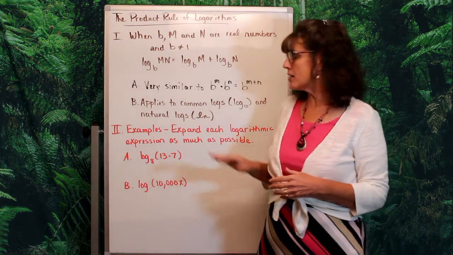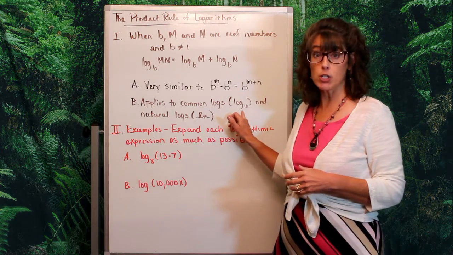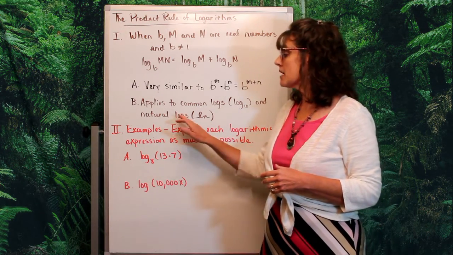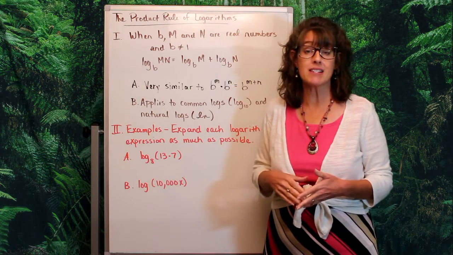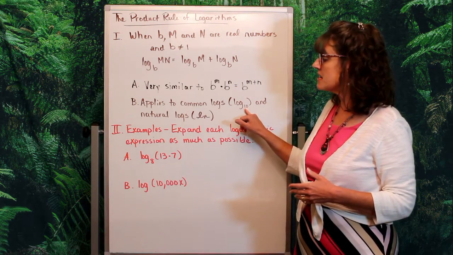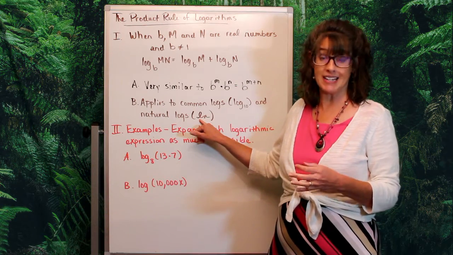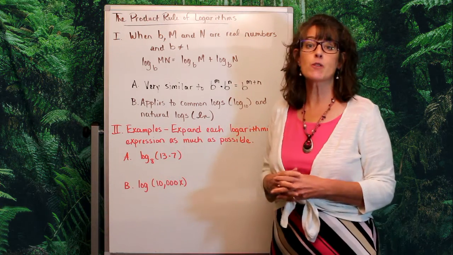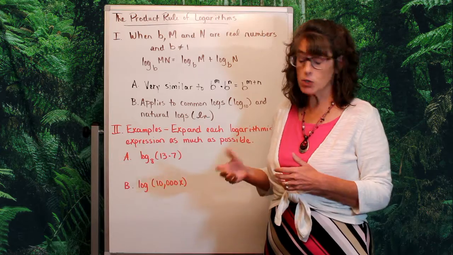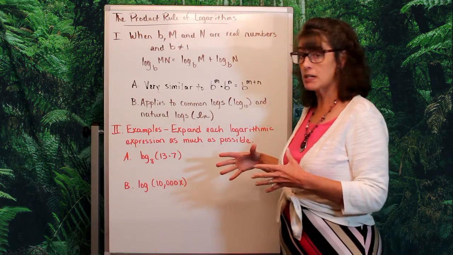This also applies to common logs, which remember is log base 10. It also applies to natural logs, which is log base e. Remember, when you have a base e down here, we shortcut it to be a lowercase script ln. So let's take some examples of using this product rule in order to be able to expand our logarithmic expressions.